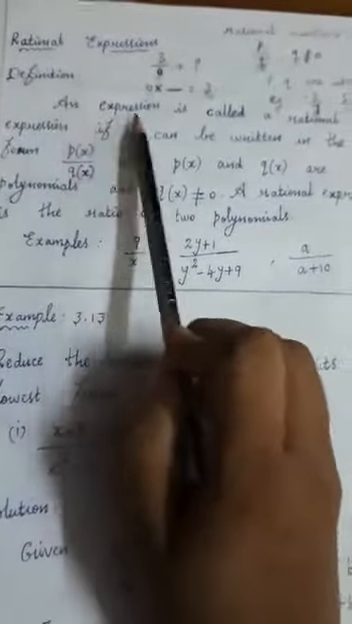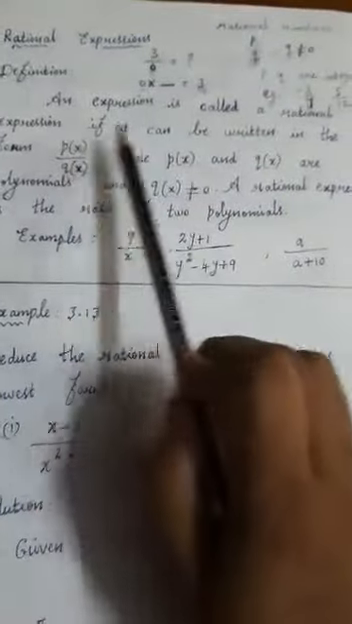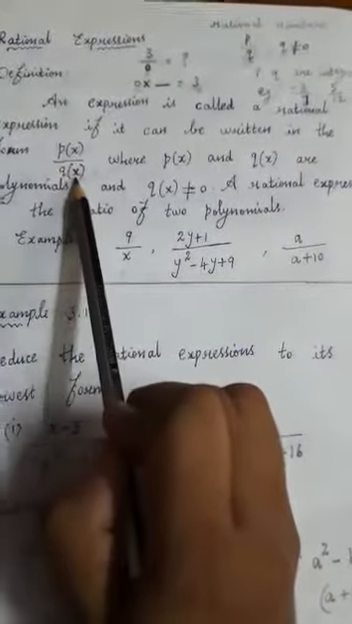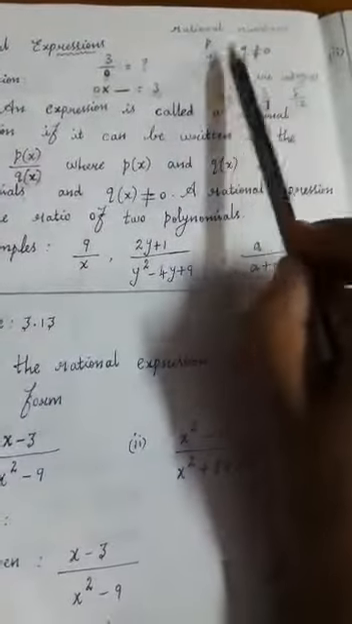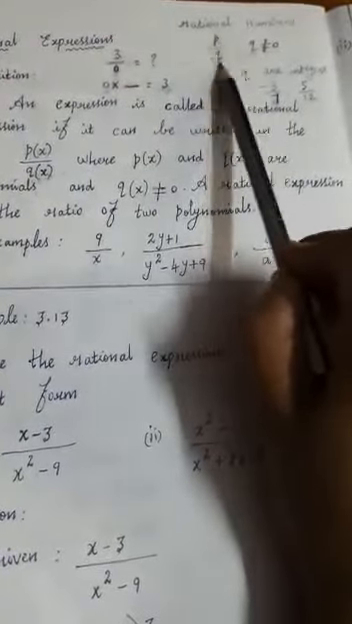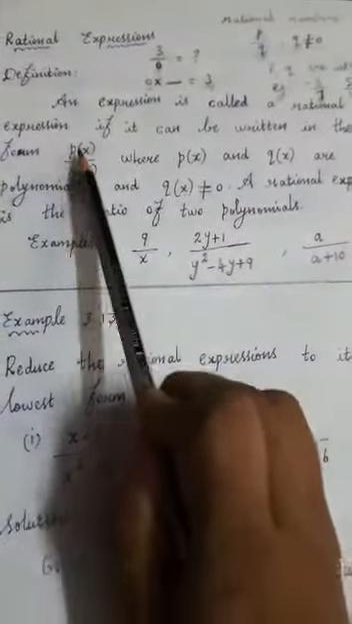Now we are going to see rational expressions. Expression means that instead of numbers, we are going to consider polynomials. Now see the definition of rational expressions. An expression is called a rational expression if it can be written in the form p of x divided by q of x. Already we know a rational number is in p by q form, where we considered numbers. But here we are going to consider polynomials.